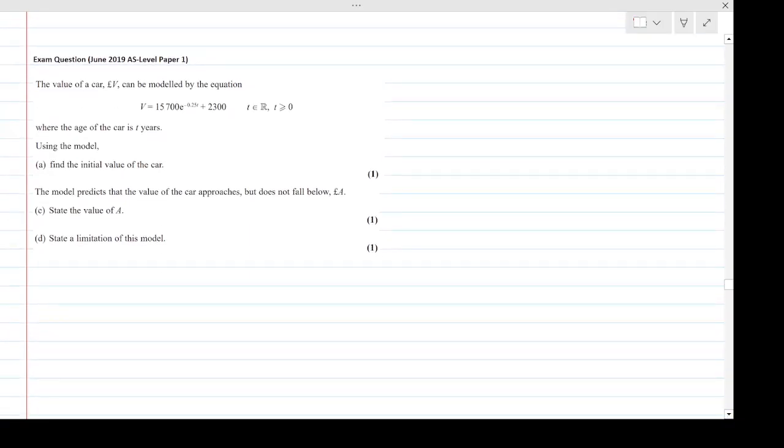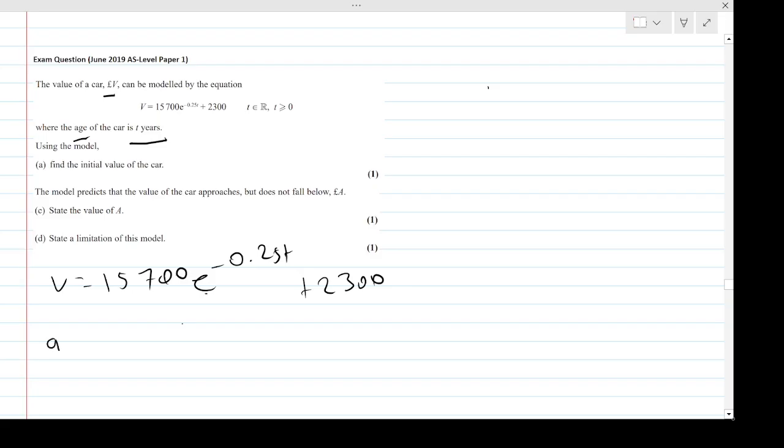Alright, so we've got some exam questions now. And they do love asking questions on this, so very important topic to revise. So I'm told that the value of a car is this formula here. V is 15700 e to the negative 0.25t, then add 2,300. The age of the car is t years, so t is in years. The value is in pounds.